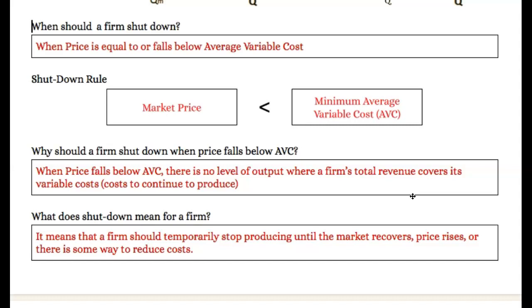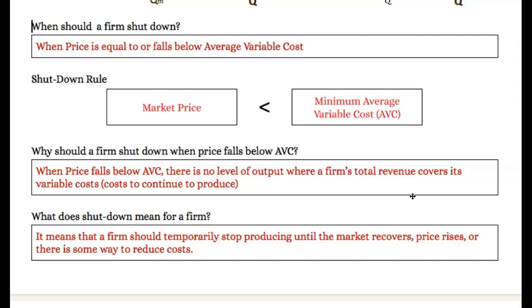Basically, what that means is there's no level of output where a firm's total revenue would cover the cost of inputs for that firm. Remember, variable costs would be like your wages, your resources like wheat if you're a bakery, or your raw materials for producing your good.